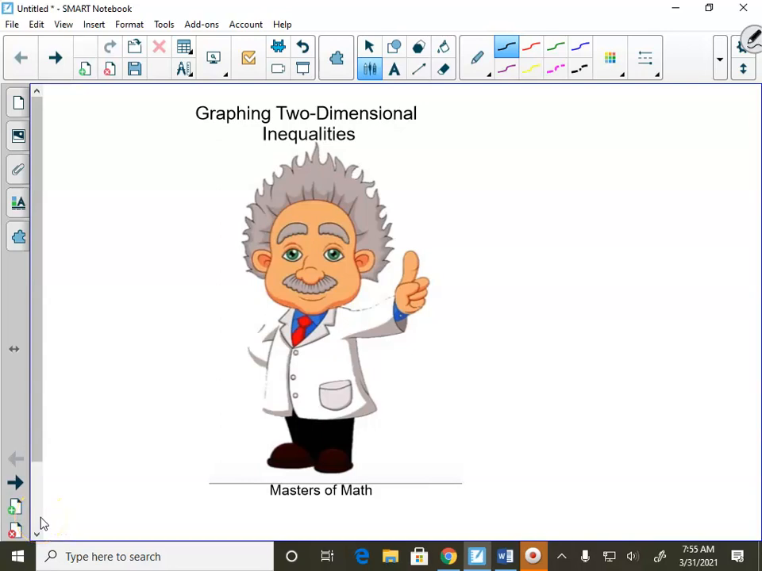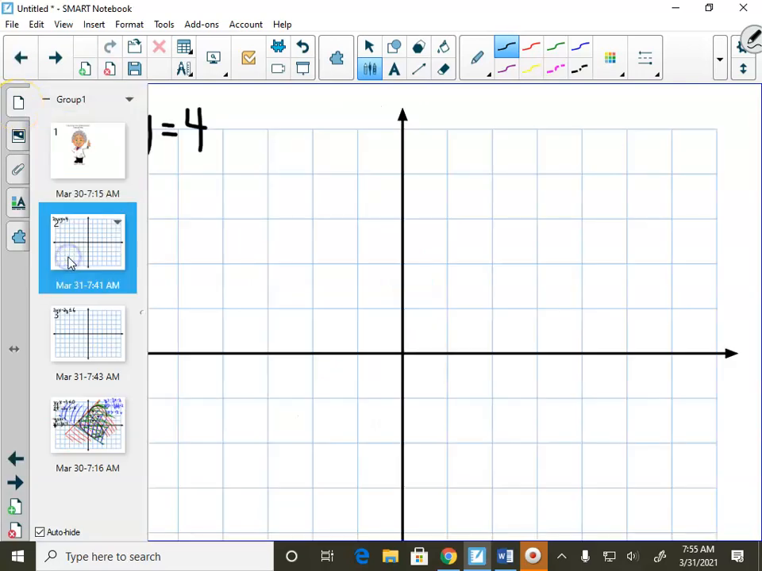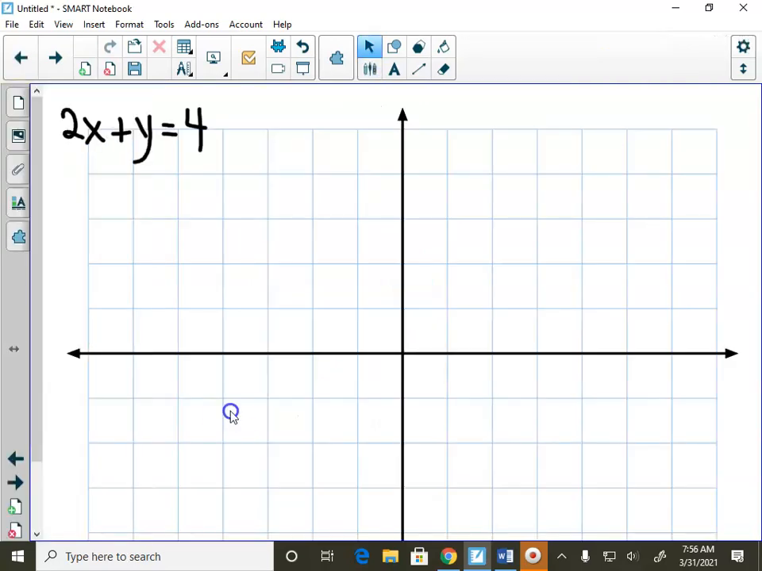All right, you guessed it, graphing two-dimensional inequalities. You all know how to do the number line inequality, so we're going to work on graphing a two-dimensional inequality. And two-dimensional inequalities are going to look kind of like this. Well, let's make this an inequality. So we have 2x + y ≥ 4.